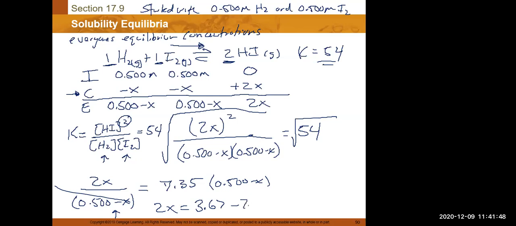3.67 minus 7.35x. We're going to bring all of our x's to the same side. So we're going to bring this guy back to the other side. And if you do that, you will end up with 9.35x is equal to 3.67. Going to divide that to the other side. Going to get us 0.393 as our x value.